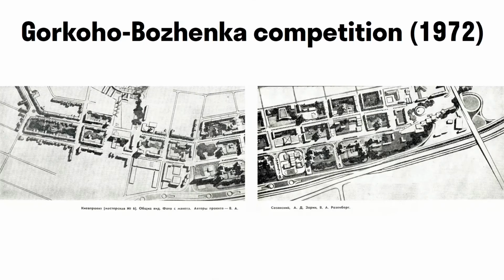And this case is called the Horkoho-Bezhenka competition. It was a competition held in 1972, and it was the first competition where this classical Soviet microrayon approach was contested in Kyiv. And the main thing was that here you can see these classical European blocks that evolve into a very modernistic area of very specific quality.